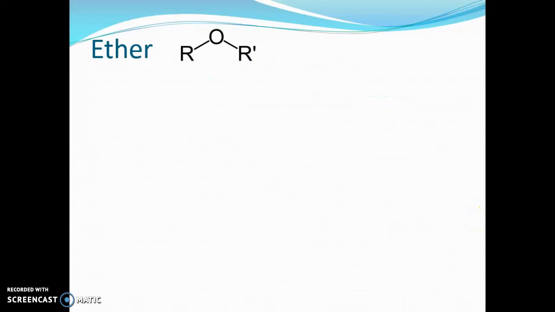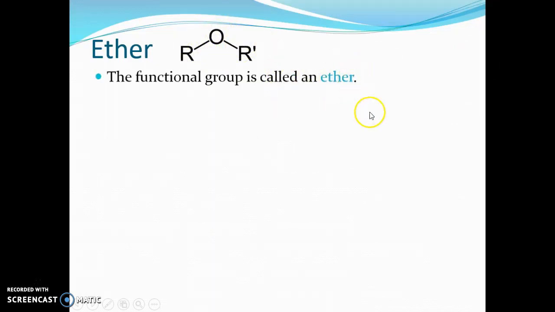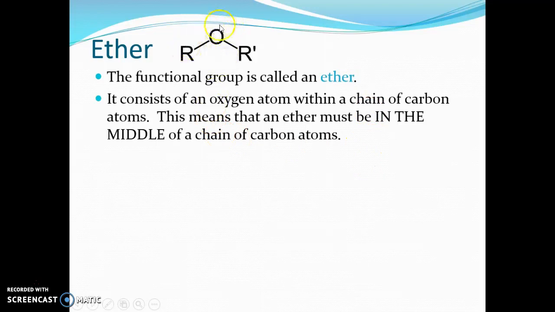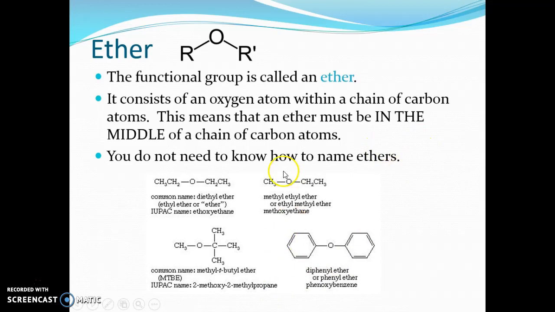Now, ethers are the first molecule that you don't actually have to know how to name. They're a little complicated. You just need to recognize an ether is an oxygen within a carbon chain. So the functional group is called an ether. Again, oxygen within a carbon chain. Some examples we've got right here, methyl ethyl ether. So you can kind of see the naming schemes. Diphenyl, you haven't learned what a phenyl is yet, but you will. But you don't have to know how to name these. You just have to recognize that the oxygen within a chain is called an ether.